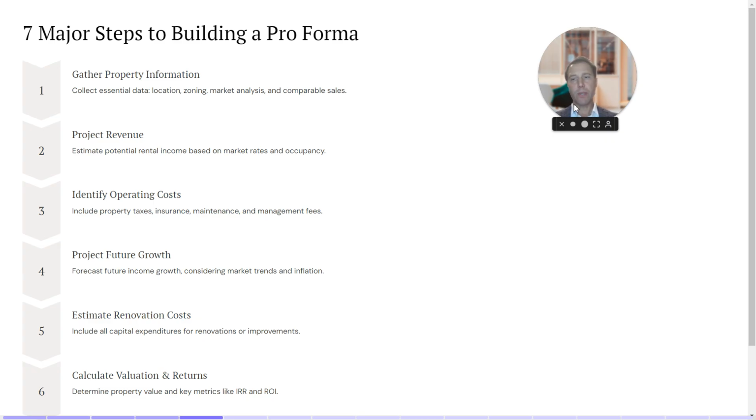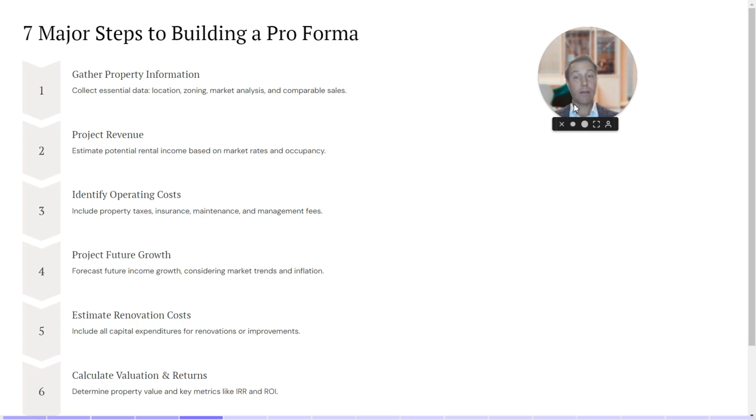And then from those inputs, that's where you're going to determine the valuation of your property and your returns. Your annual returns as you run the property, and then your exit return as you either sell or refinance the property, depending on what you plan to do with that asset.